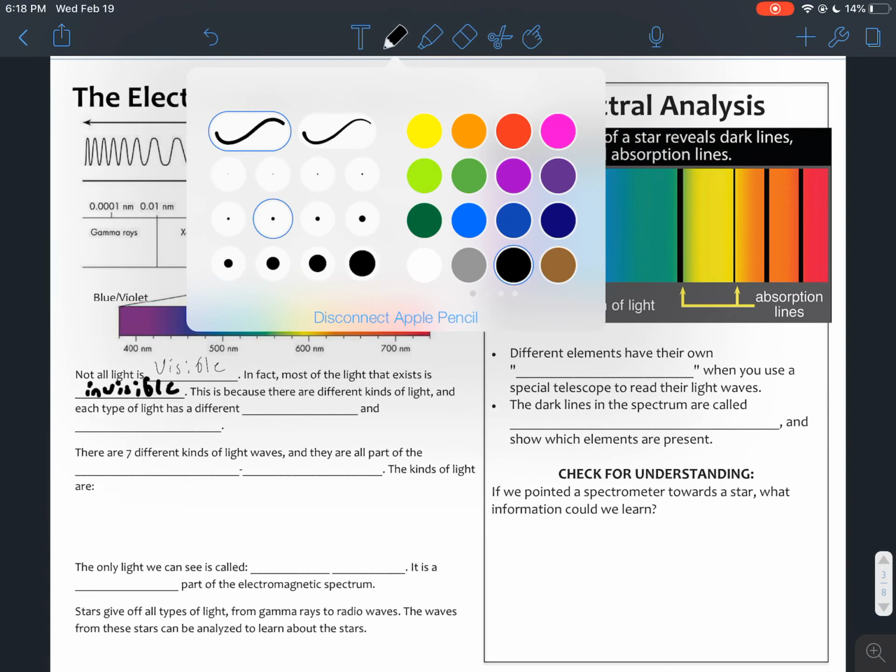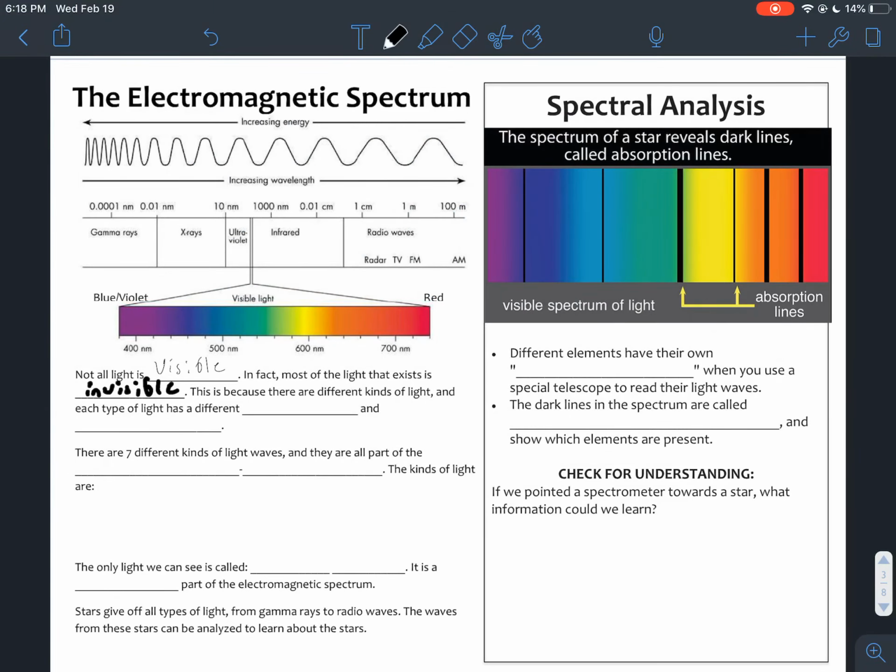I'll switch pen colors again, that's a little too big. Not all light is visible. Most of it actually is invisible. This is because there are different kinds of light, and each type of light has a different wavelength and frequency. These terms are not going to be tested in 8th grade. We're not going to talk about them in 8th grade, but I want you to be introduced to them before 10th grade. Each type of light has a different wavelength and frequency. If that interests you, check out what I just boxed in up top. You will not have to know that, but it's interesting, and if you want to check it out, start thinking about what wavelength means, what frequency means.